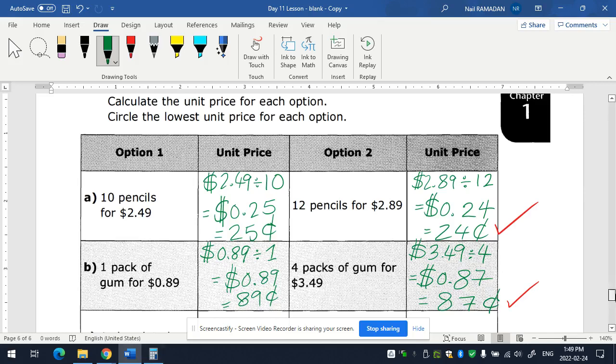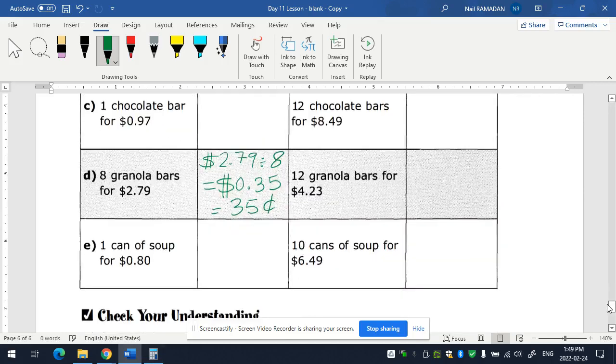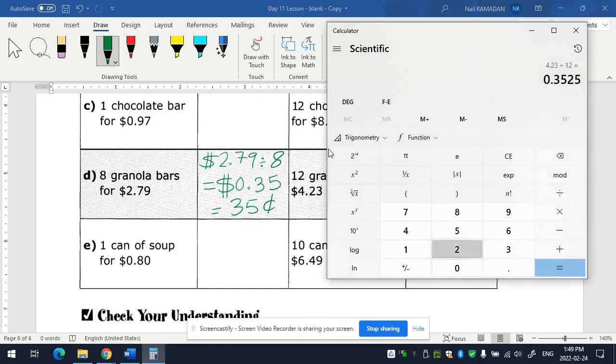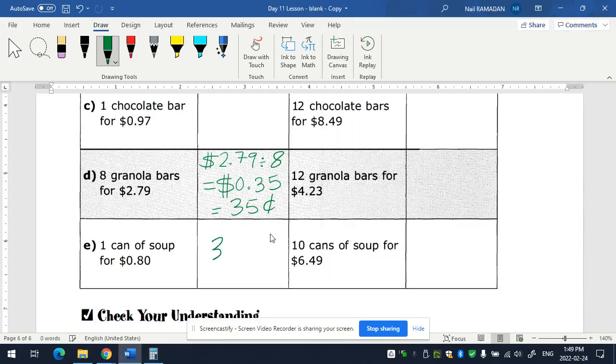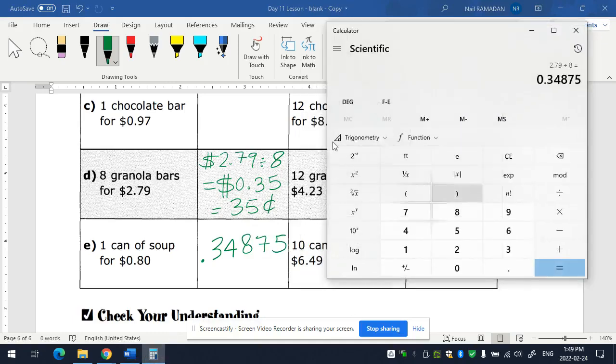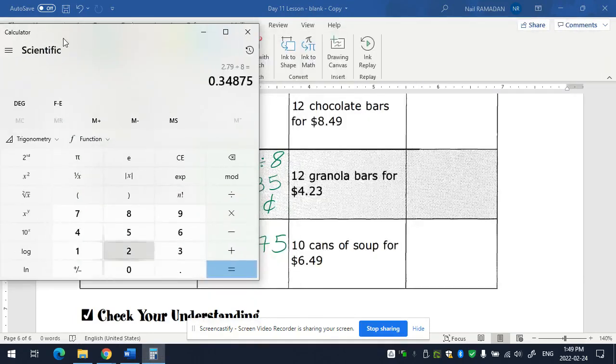So what was the first one? The first one was 279 divided by 8. So 279 divided by 8. That's 34875. Okay, let me just write it here. Don't copy. 3 4 what 875 with a decimal. The other one here was, what was it? 423 divided by 12. That one is 3525.